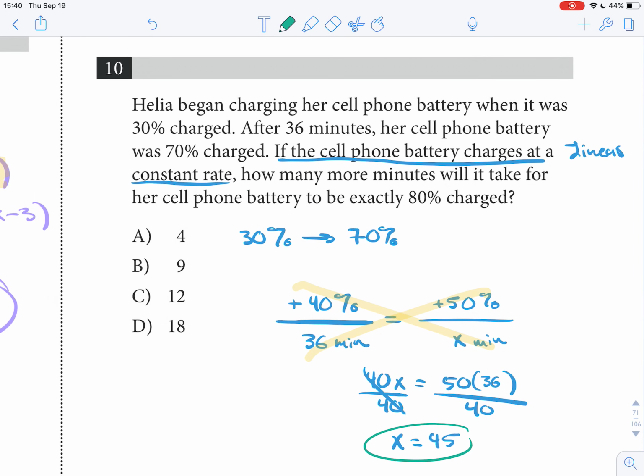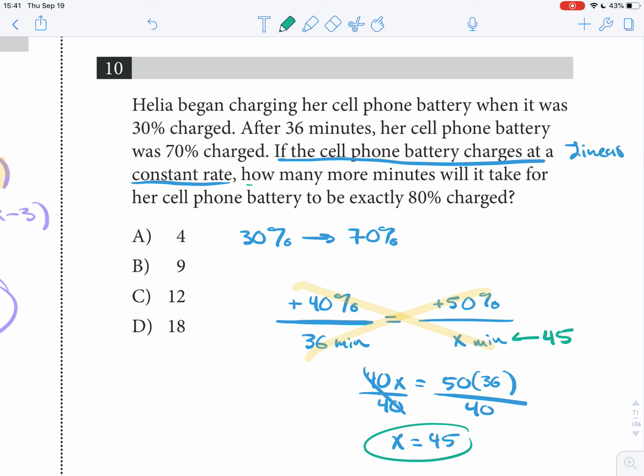So the way I thought about it was, I wanted to figure out, if it took 36 minutes to gain 40%, how much is it going to take us to gain 50%? And so I went and I found 45. Again, you could probably have done 10%, and you would have gotten a better answer, but I did 45, so be it.